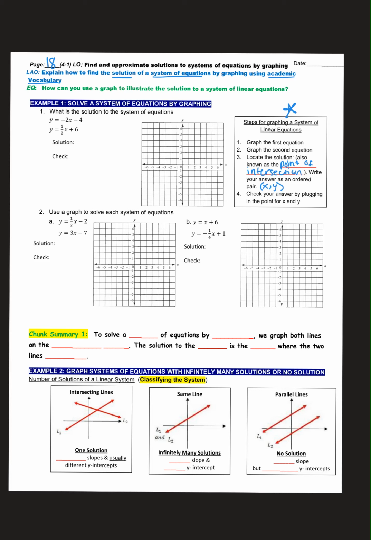So let's do number 1. I'm going to make this first equation blue and this second equation red. So everything that I do with the first equation will be blue and everything I do with the second equation will be red. I'm going to graph the blue equation first. My y-intercept is -4 and my slope is -2/1. So I'm going to go to -4 on the y-axis. And then I'm going to go down 2, 1, 2, and right 1.